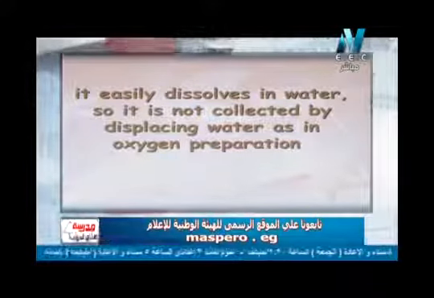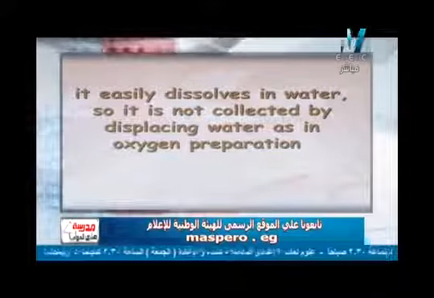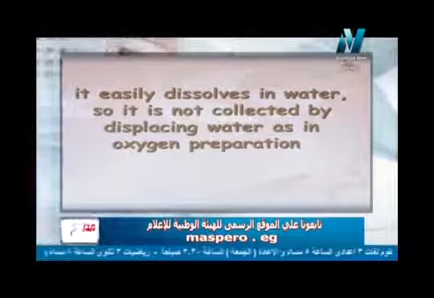So it's easily dissolved in water, so it's not collected by displacing water as in oxygen gas. يبقى ما ينفعش خالص استخدم الميه في تجميع الكربون دايوكسيد gas.